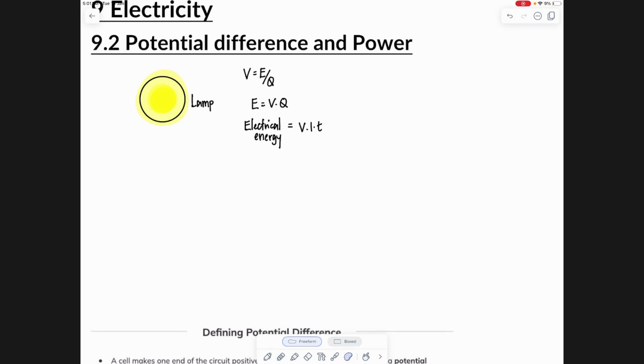So you know what the problem is here? Energy tells you how much energy it consumed over time. But does it tell you how much energy it consumes every second? No. So if I finally want to know what the brightness of my lamp would be, what should I go for? How much energy it consumes per second. And what do we call that? Power. So power is the final thing.